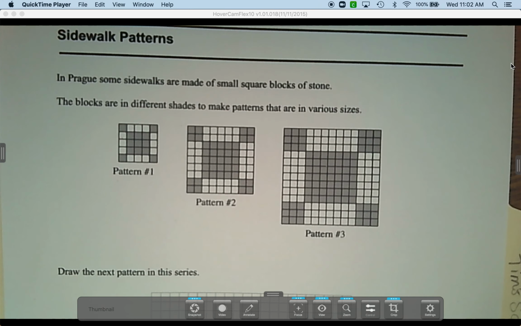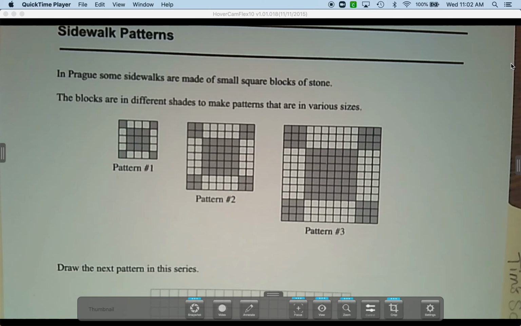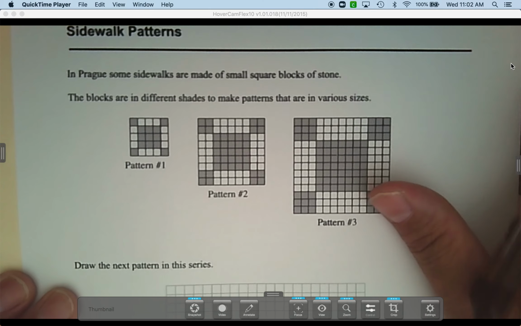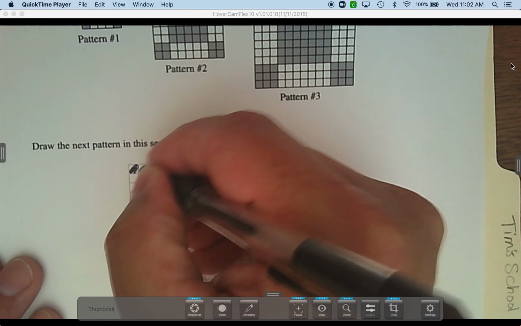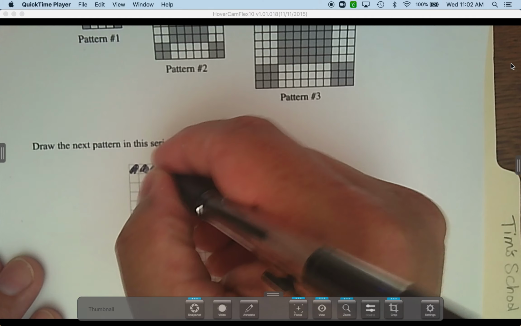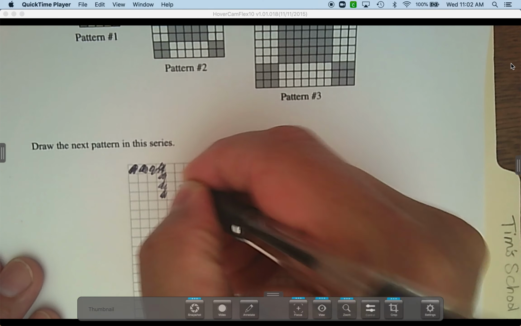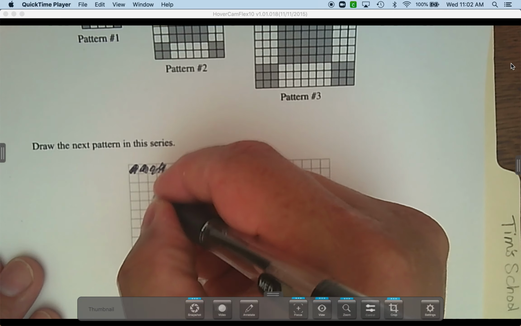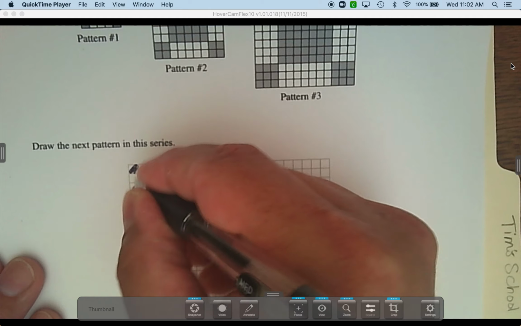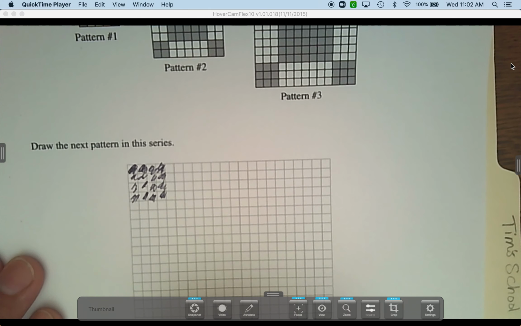So I really want you to press pause and try it, and then press play to see if it matches. So can you follow the pattern, see if you can do the next one. Try it. Do it in pencil, then you can erase it. I know you can do it. So I'm going to start with the corners.